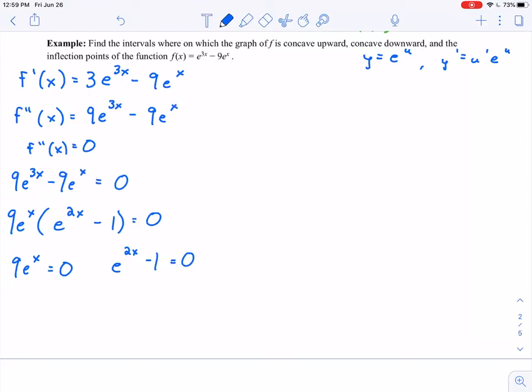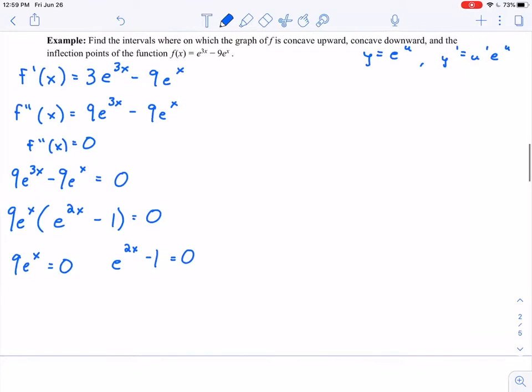On the left-hand side, I'll start by dividing by 9, so I end up with e to the x equals 0. Hopefully this looks familiar from the last problem we did in the previous video, because if I try to take the natural log of both sides, the natural log of 0 does not exist. It's out of the domain of the natural log function, which means that this equation has no solutions. But that's okay, because I have this other one I can think about.